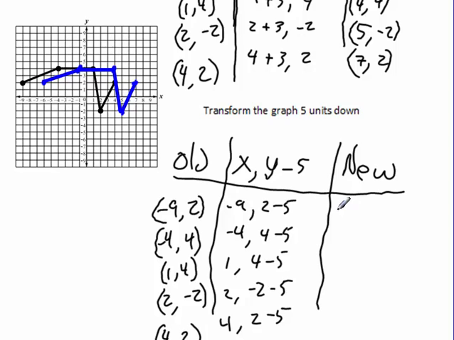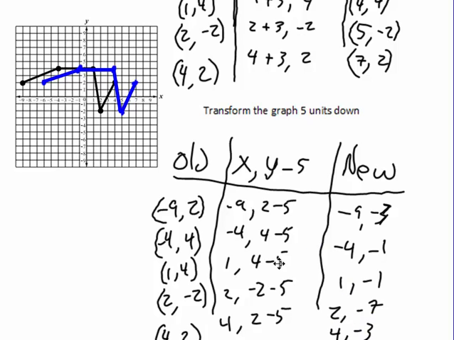That gives us the new points of negative 9 and negative 3. Then we get negative 4, comma, 4 minus 5, which is negative 1. And here we get 1, 4 minus 5, that's negative 1. And then we have 2, comma, negative 7. And 4, comma, negative 3.